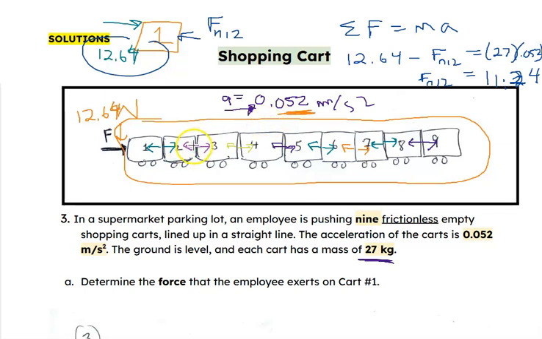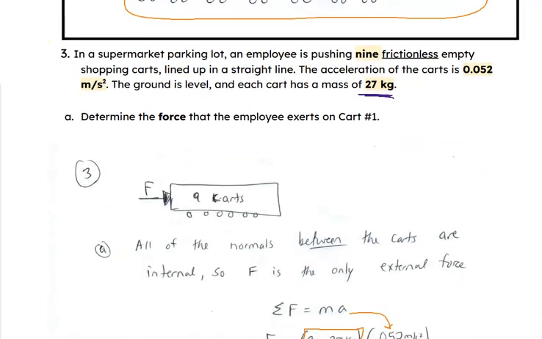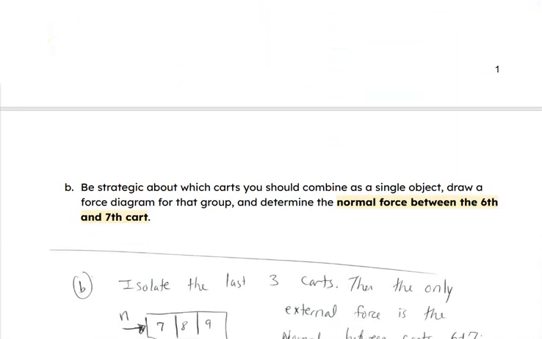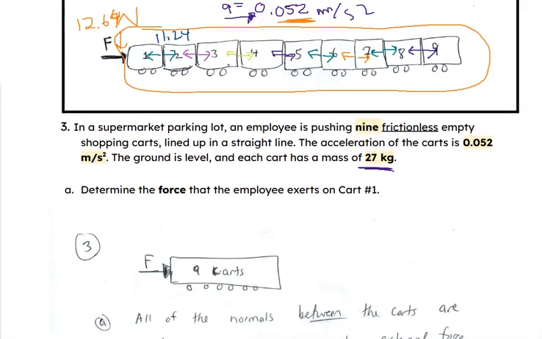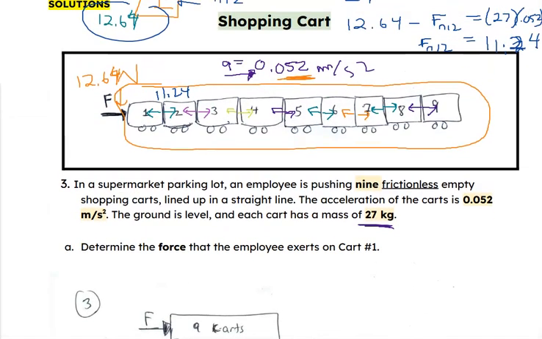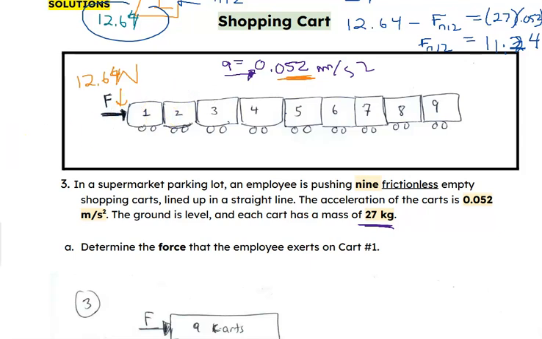All right, and then you could look at cart 2 and say 11.24 minus the normal between 2 and 3 equals MA. And you could work your way all the way down the line. But that would be maybe interesting, but a little bit tedious, right? So if we want the normal force between the 6th and the 7th cart, then let's be lazy, clever, and attractive and figure out, oops, sorry, that was supposed to be an eraser, figure out what we want to isolate. Okay, so clean this up a little bit.